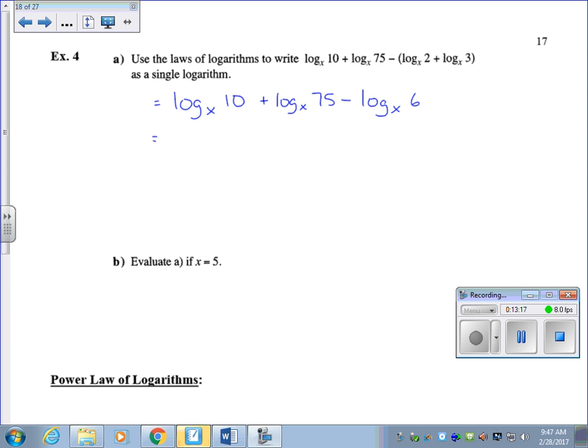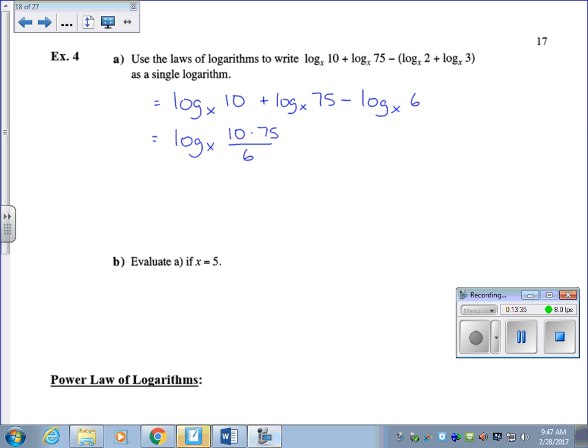Then we can go 10 times 75. So I'm going to do this a little bit differently. I'm going to skip some steps. So we're multiplying 10 and 20 and 75, but then we're dividing by 6. Because these two are adding, we're going to multiply, and then we're going to divide by 6, because that one's subtracting.